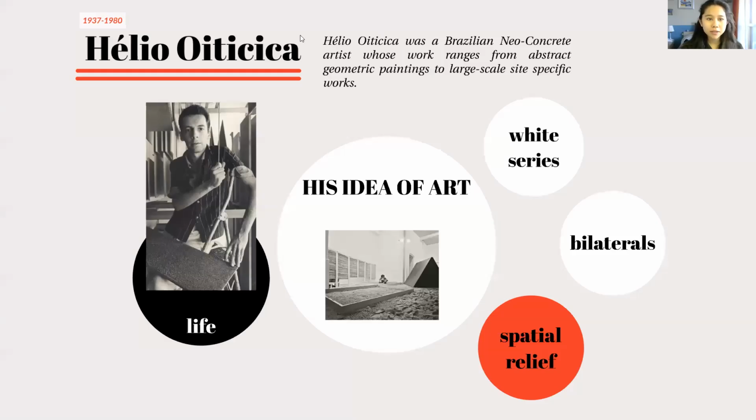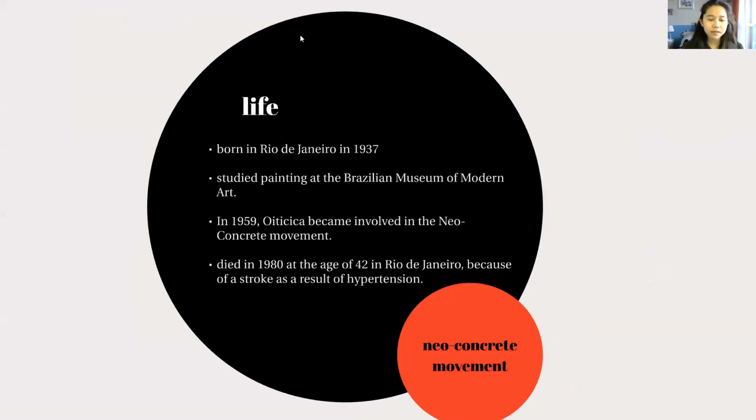I'm Martina Di and today I'm going to talk about the sculpture I saw this winter in London at the Tate Modern Museum. The artist who created the sculpture is Helio, who was a Brazilian neo-concrete artist. He was born in Rio de Janeiro in 1937 and he studied painting at the Brazilian Museum of Modern Art.